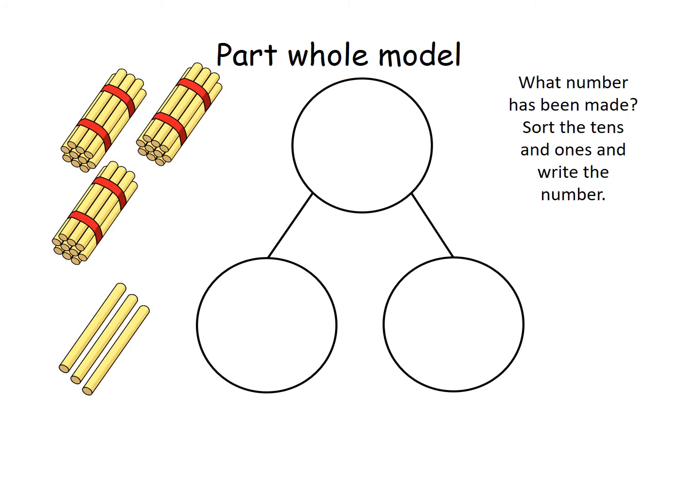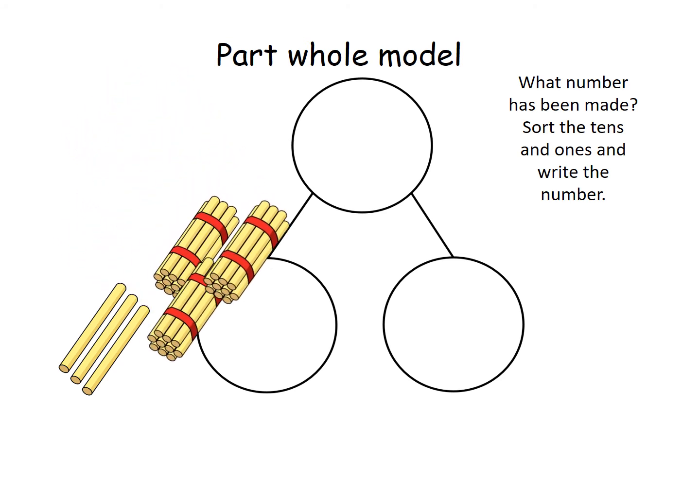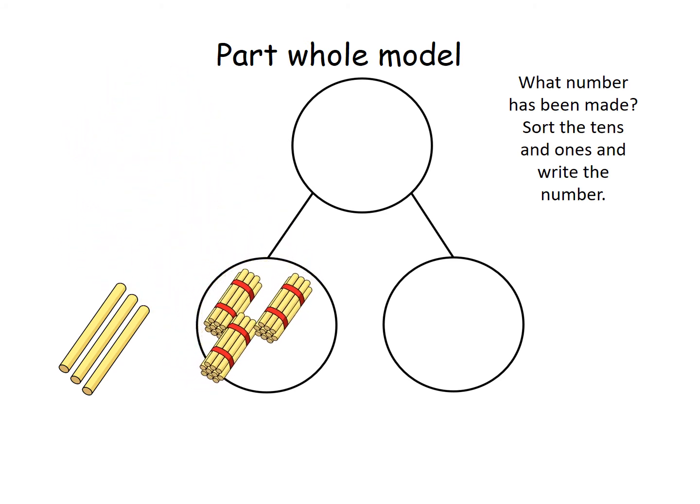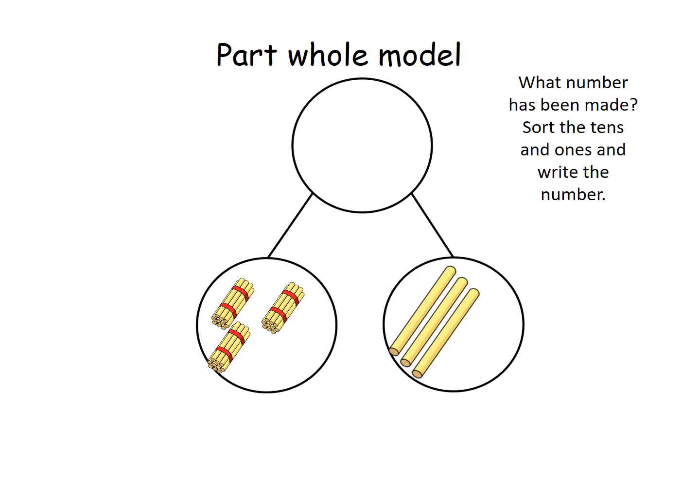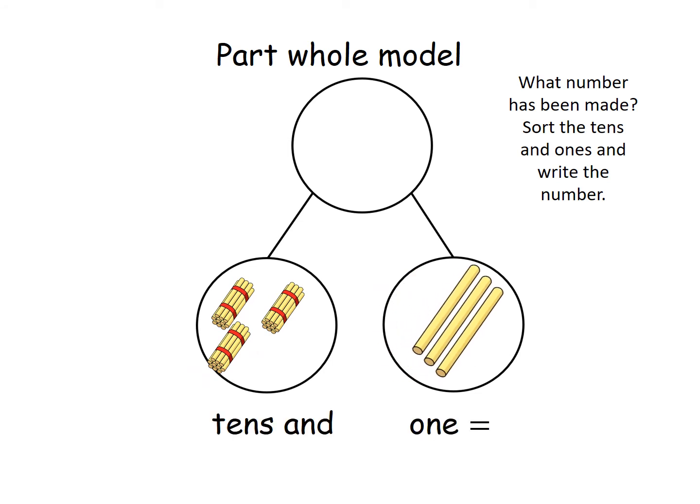So pause the video and draw in your 10s and 1s in the part whole for me, and fill in the number at the top. What number is it? Right, let's go through it. So there's the 10s. There's 3 bundles of 10. There's the 1s. So there are 3 10s and 3 1s. So the answer is 33. So you should have written 33 in your whole.